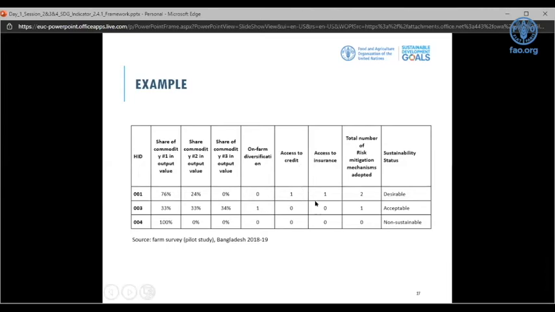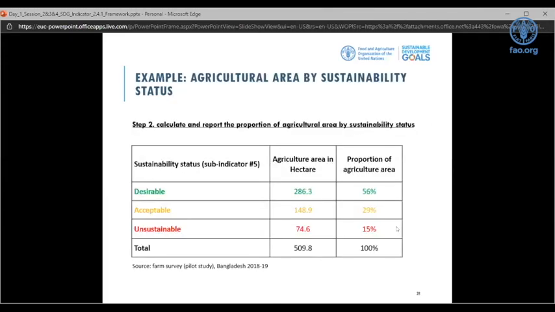However, it has no access to credit and no access to insurance, and hence it is practicing only one risk mitigation mechanism out of the three, and hence we classified it as yellow or acceptable. And the third one, as you can see, is monoculture, 100% income is coming from one commodity, no access to credit, no access to insurance, and hence this holding is classified as non-sustainable.